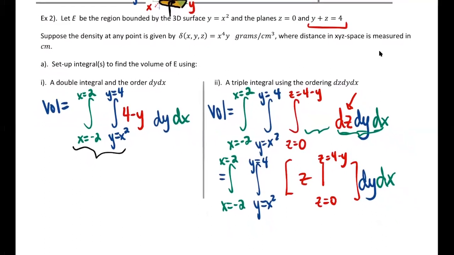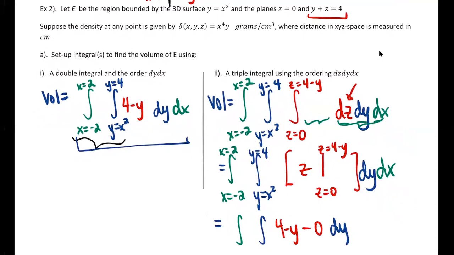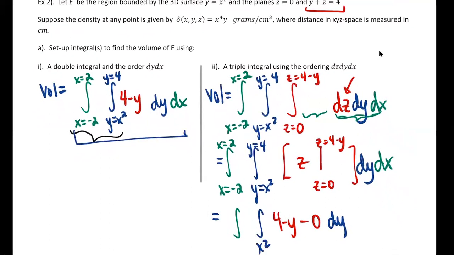Okay, so notice as I simplify this, this is literally just going to become exactly what I had over here, because my integrand, let's just do this integral, is just going to be 4 minus y minus 0, and then I will have dy from x squared to 4 and dx. So these are the same.